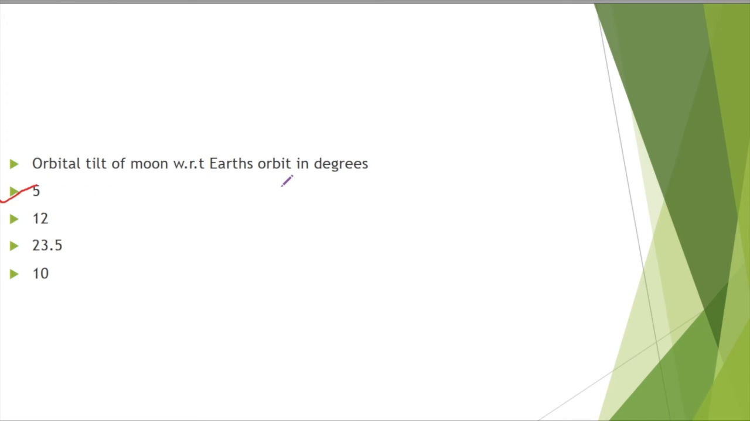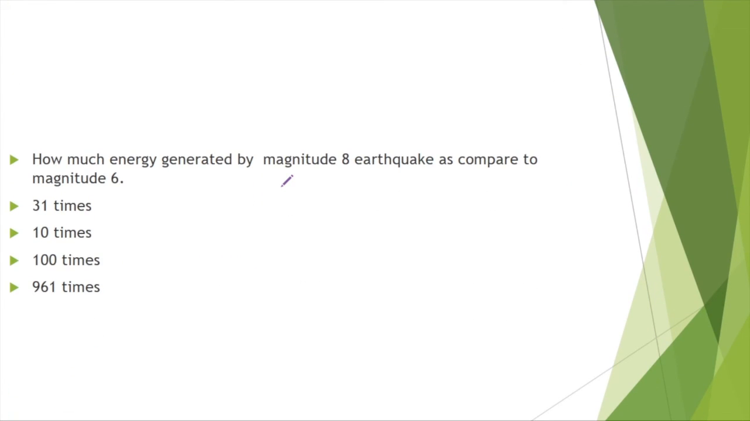Okay, so moving to the next question. Now, how much energy is generated by a magnitude 8 earthquake as compared to a magnitude 6? So again, this is one of the most confusing questions of all time. Most of the students think that it is a 10 times increase for every increase of value in the Richter scale, but it's not right. So if there is an increase in one scale, the amplitude increases 10 times, not energy. Amplitude is 10 times increased for every increase. But here we talk about energy, and energy increases 31 times.